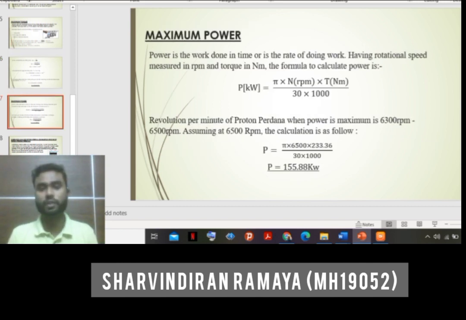Moving on to the next part, maximum power. Power is the work done in time, or the rate of doing work. To calculate the maximum power of our Proton Perdana, the formula is pi times RPM times torque divided by 30 times 1000. The RPM we will assume is 6500, because according to the Proton Perdana manufacturer's website, to reach the maximum power the RPM can go from 6300 to 6500 RPM. Calculating the power in kilowatts, we get the maximum power of 155.88 kilowatt.